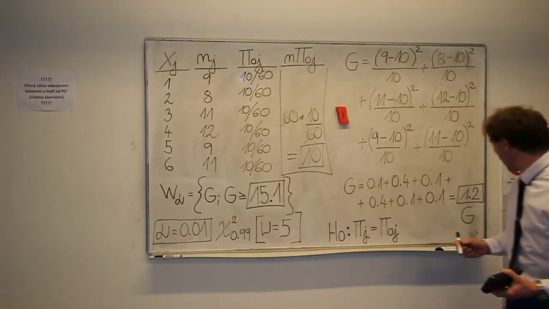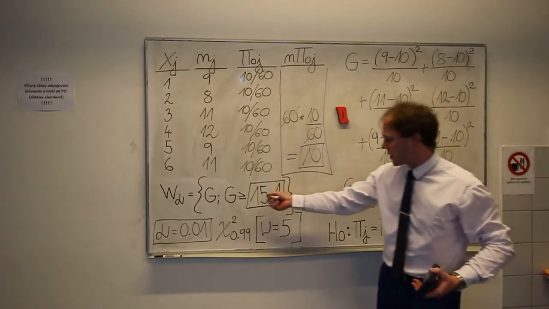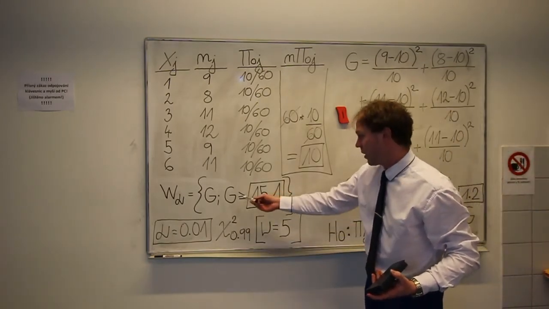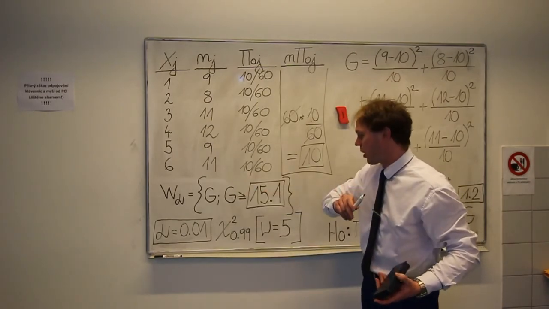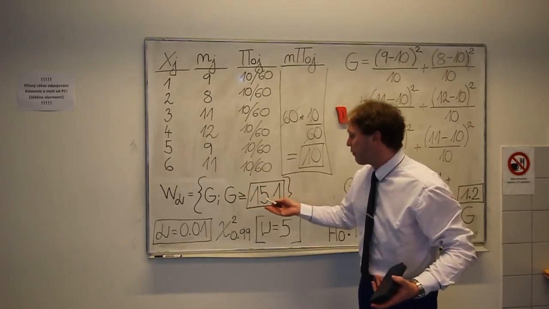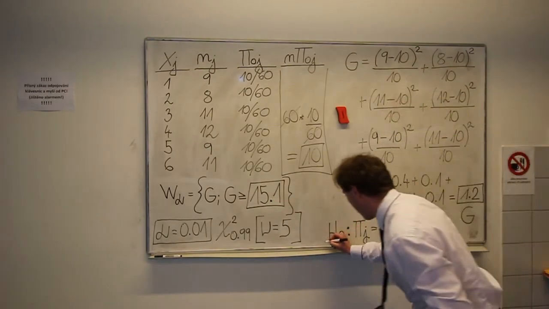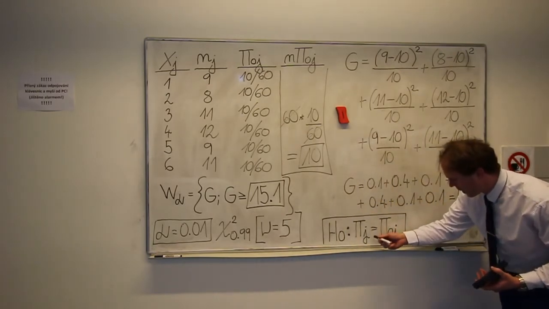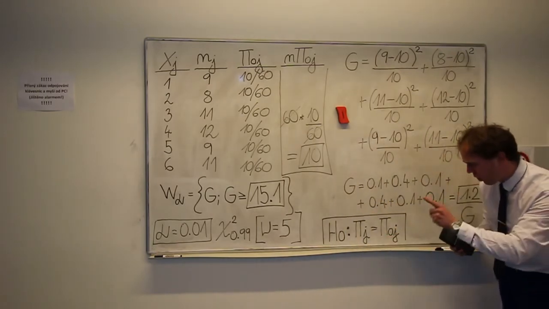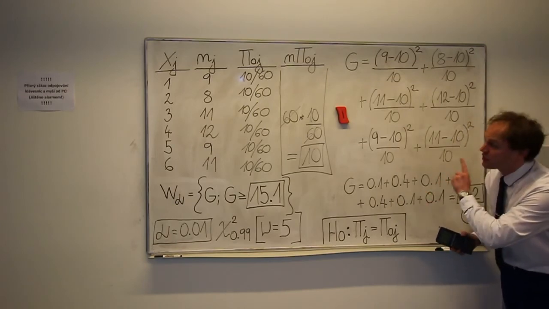Okay, so now we can compare this G with this critical quantile. It's not true that G is higher than 15.1, therefore the zero hypothesis is not rejected. The zero hypothesis is not rejected at 1% significance level.